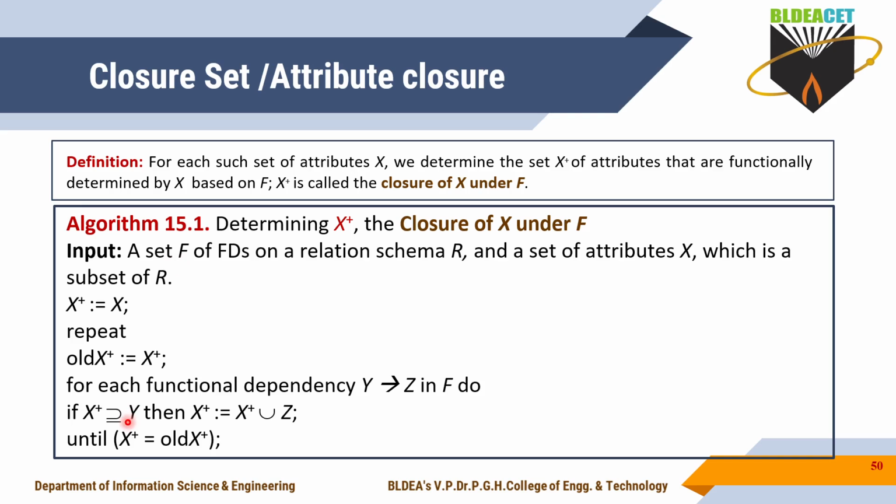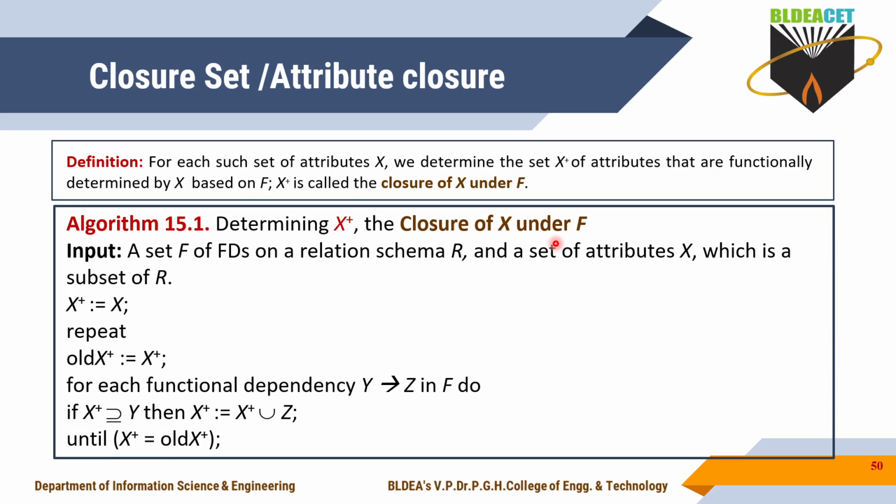So based on the criteria, what is that criteria? If Y is a subset of this closure, then you add Z to the X plus here. X plus means what? It is the closure of X under F. And this procedure you repeat until all the functional dependencies in F are checked. Once it is verified, and if the left side is a subset, then you add those attributes to the closure. In this way you find the closure of X under F here.